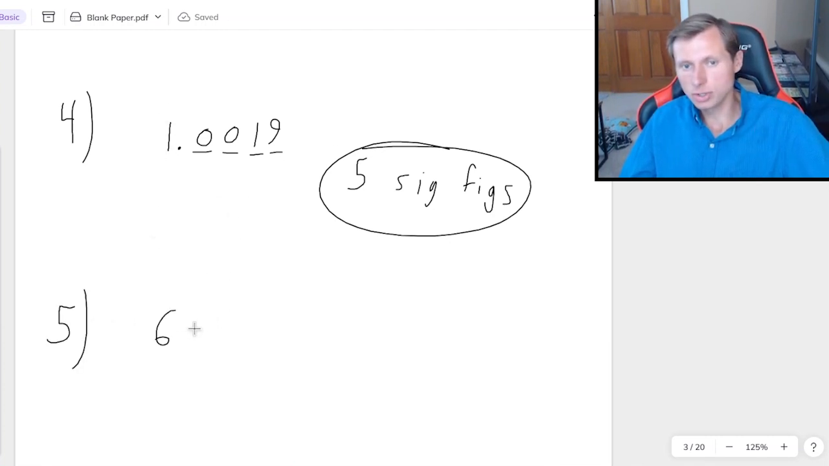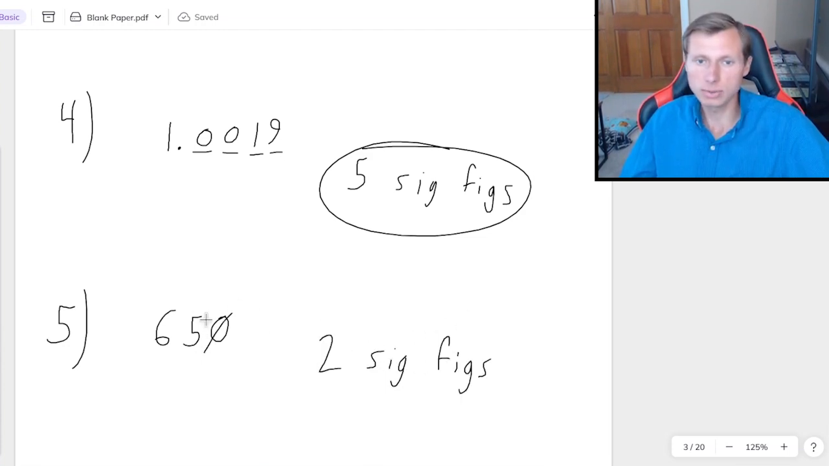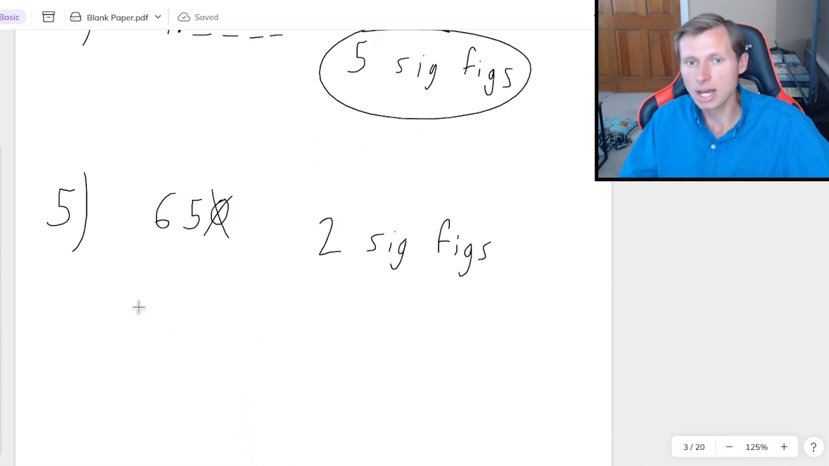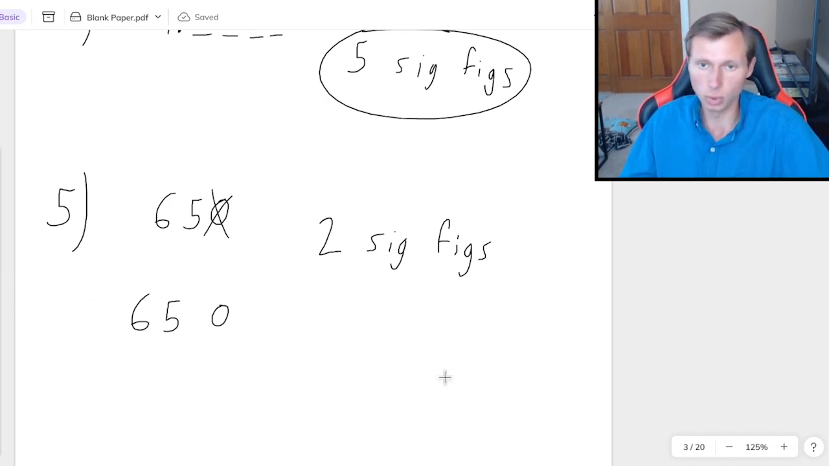Okay, now the next one's also going to be a little tricky. The number is just 650. If you say 3 sig figs, because there's 3 digits, you would be incorrect. Because the rule is you don't count zeros at the end unless they're past a decimal point. So I'm counting 6 and 5, that's 2 sig figs. But if I had 65.0, now I do count this 0 and it would be 3 sig figs because it's after a decimal point. But since there's no decimal point, I don't count zeros at the end, and that's just the rule of sig figs.